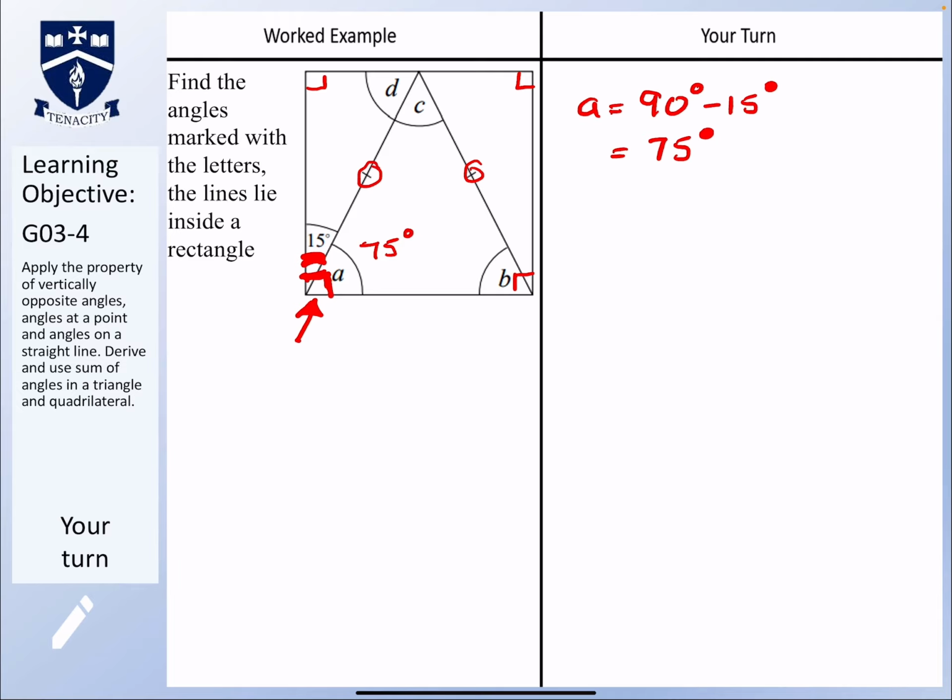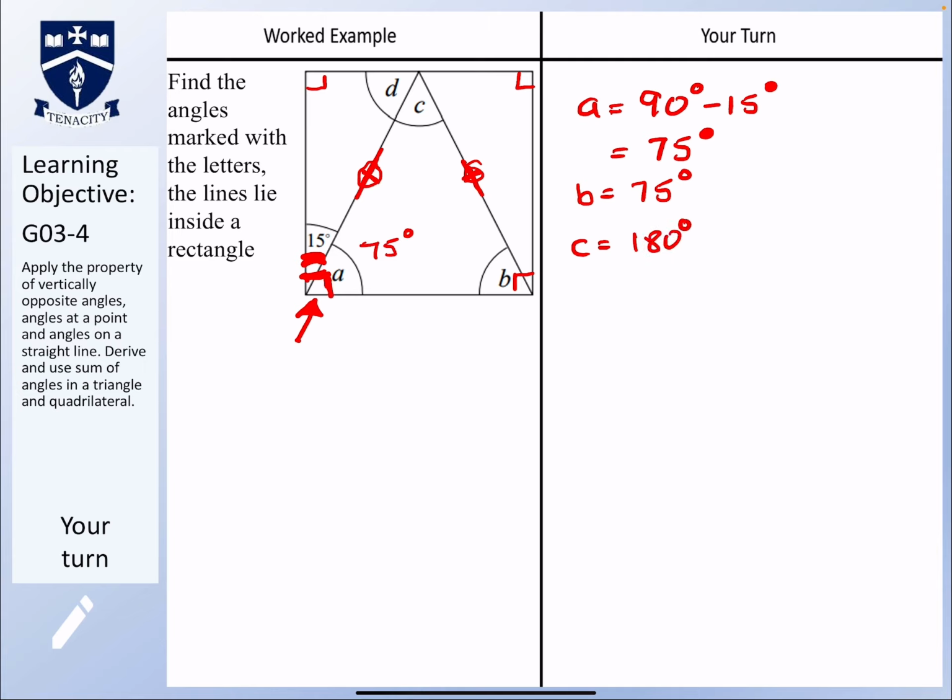Now, what else do I know? Well, I have an isosceles triangle here, with the dashes on these sides. So I know that B has to be 75 degrees, as the angles in an isosceles triangle are the same. So A and B are going to be the same. Angle C. What can I do for working out angle C? Well, for angle C, I know that I have 180 degrees.